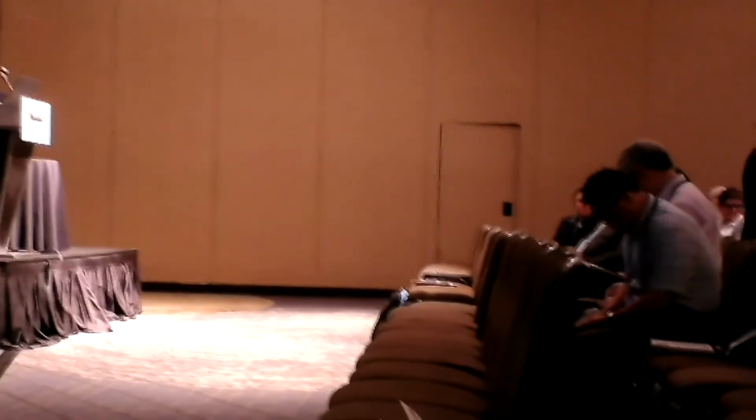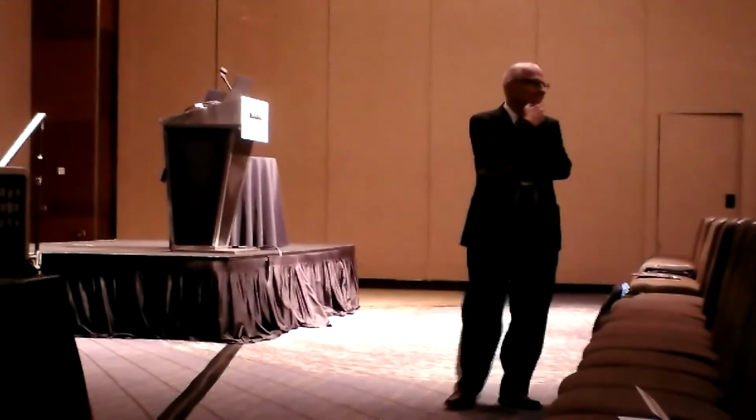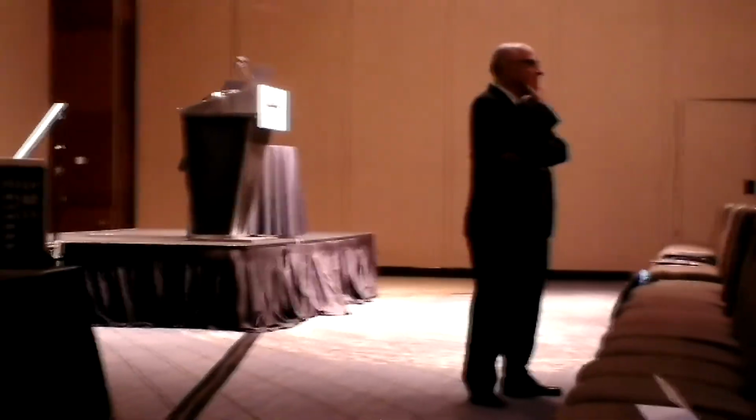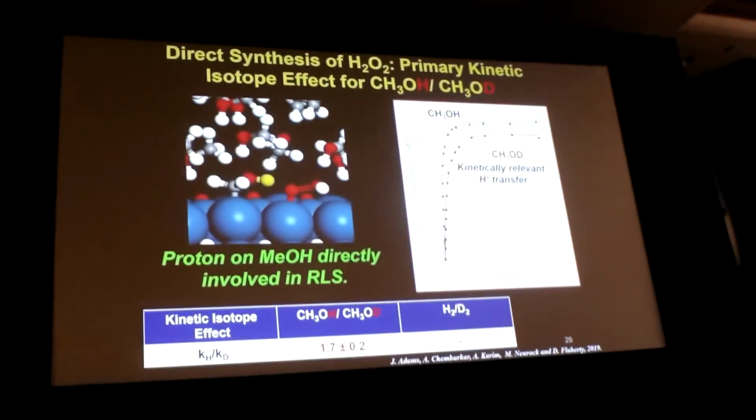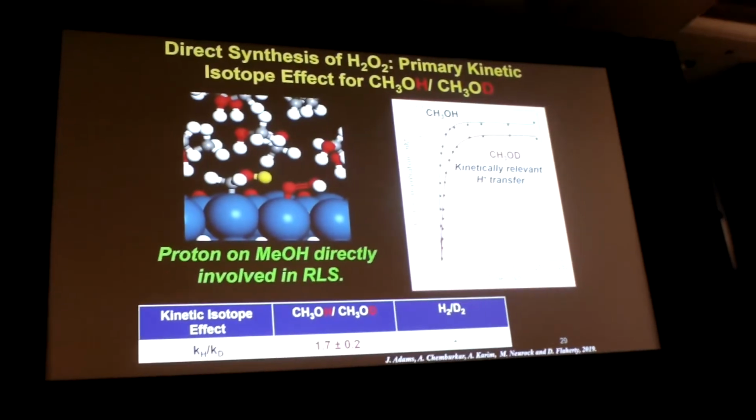Other questions? Can you go over again the origin of the isotope effect on hydrogen? The origin of the isotope effect. Can you show the origin of the isotope? Oh, yeah. This one. For which case? In this case, one here?